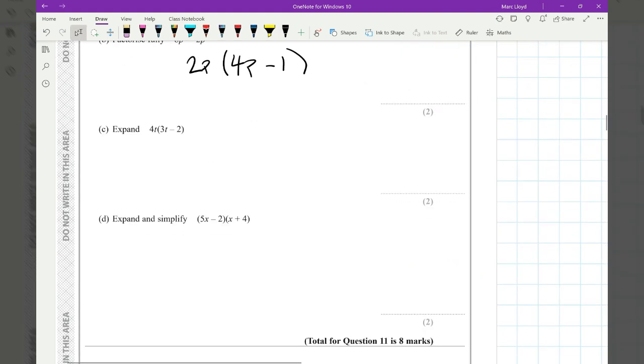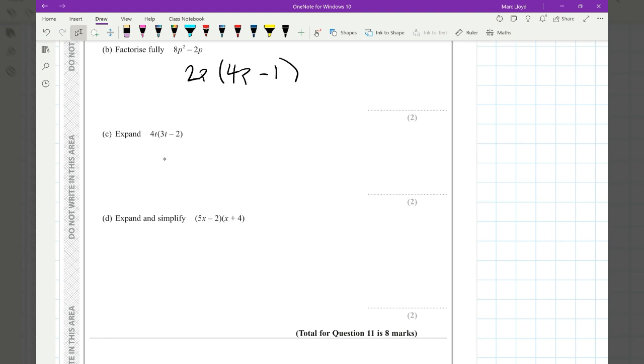Okay, expand. This is actually a little bit easier. 4t times 3t. 4 times 3 is 12. T times t is t squared. And then 4 times 2, put that negative in now. 4 times 2 is 8. And then t times that number makes a t.